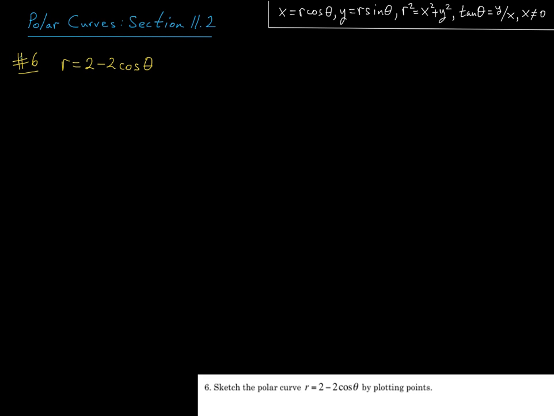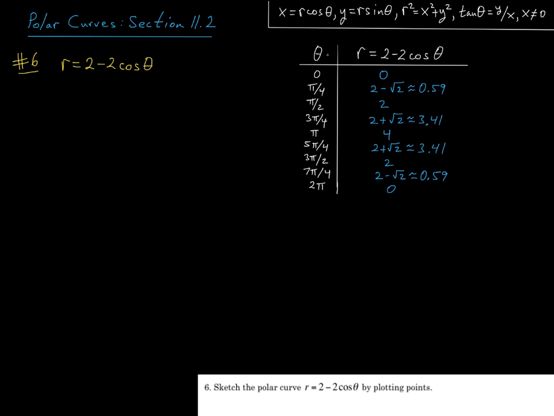Okay, question 6 says, sketch the polar curve r equals 2 minus 2 cosine theta by plotting points. All right, so let's start out. Let's go ahead and build a table of values, where in the first column I have values for theta, and here I'm just taking steps of pi over 4. So 0, pi over 4, pi over 2, 3 pi over 4, pi, and so on up until we get to 2 pi. And then in the second column, I have the corresponding values for r, where I find those by just plugging in these values for theta into this equation.